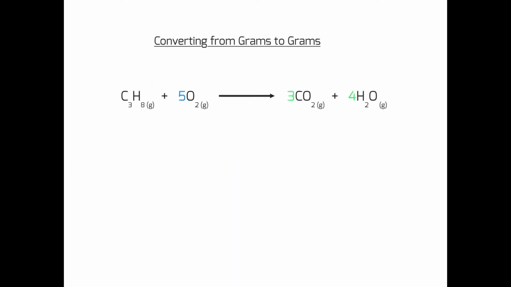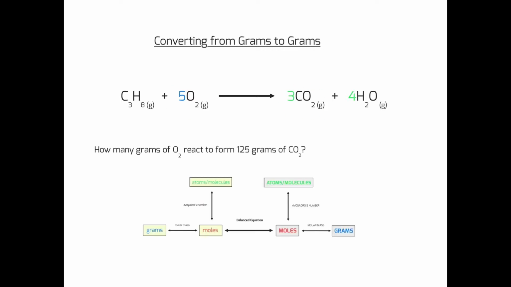Now let's see how we can convert from grams of one substance to grams of another substance using our same balanced equation. So this question asks us how many grams of O2 react to form 125 grams of CO2. So we've been given grams of CO2 and we're asked to find grams of O2. So we need to convert grams of CO2 to grams of O2. So if we look back at our diagram, we've been given grams of CO2 and asked to find grams of O2. So we need to convert from here to here.